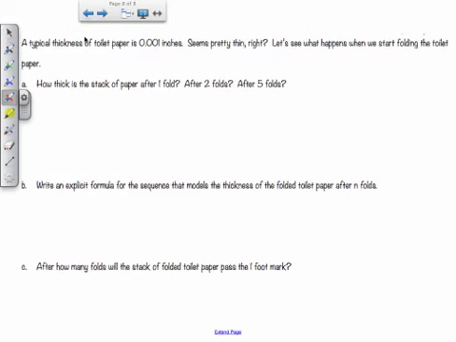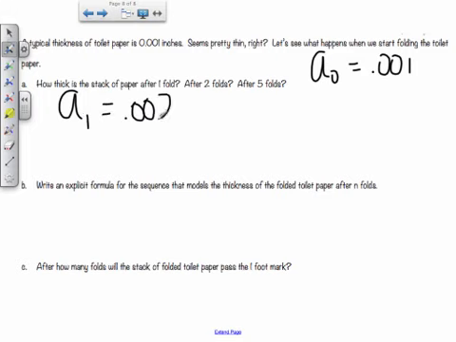All right, so let's look at number 5. It says a typical thickness of toilet paper is 0.001 inches. Seems pretty thin, right? Let's see what happens when we start folding the paper. So question A, how thick is the stack of paper after 1 fold? We know that after 0 folds, it is 0.001. Each fold of the paper doubles the thickness, because when you fold a piece of paper, you now have 2 pieces put together instead of 1, so you're doubling it. So a sub 1, after 1 fold, will be 0.002 inches.